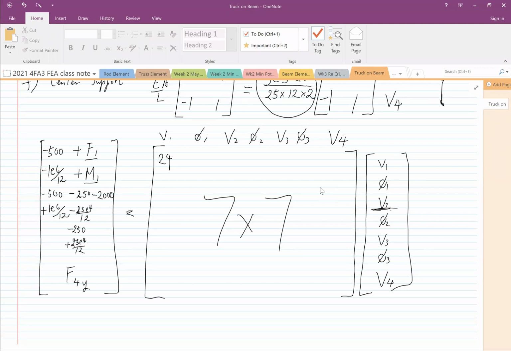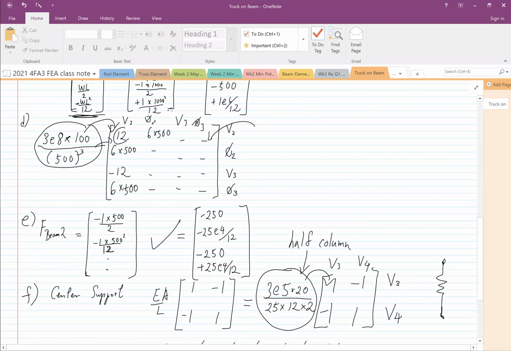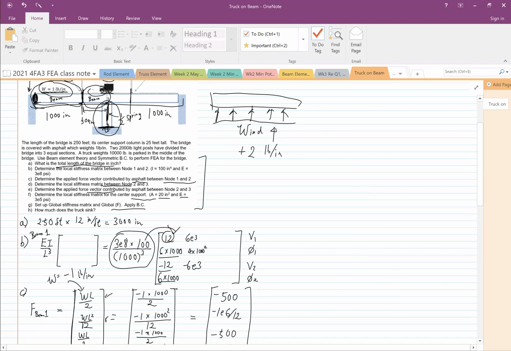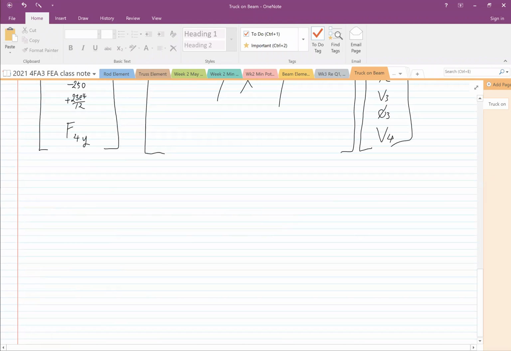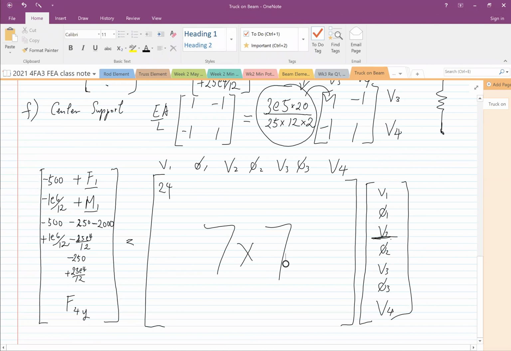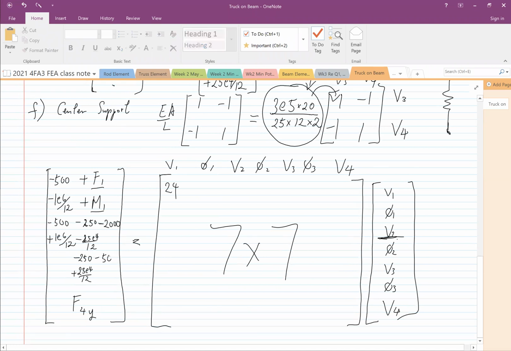What else did I miss? The half of the truck. The whole truck is 10,000 pounds. The half of it is negative 5,000. Where do I add it? It is on V3, row 5, yeah, that's right. Node 3 going downwards. So it will be negative 5,000. Okay, always check. Maybe one down. It will be one down at V3.